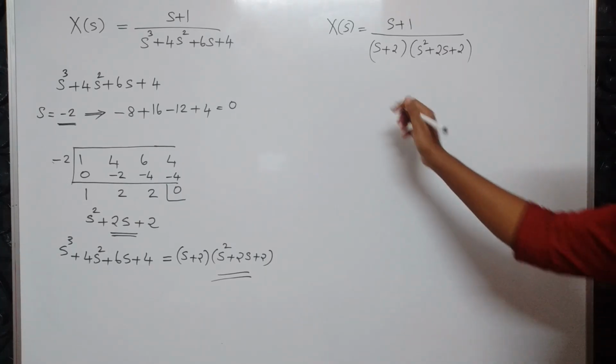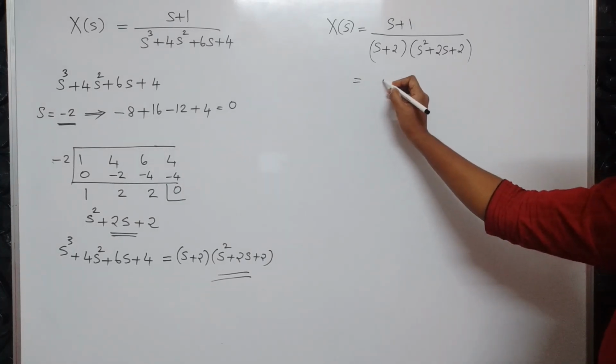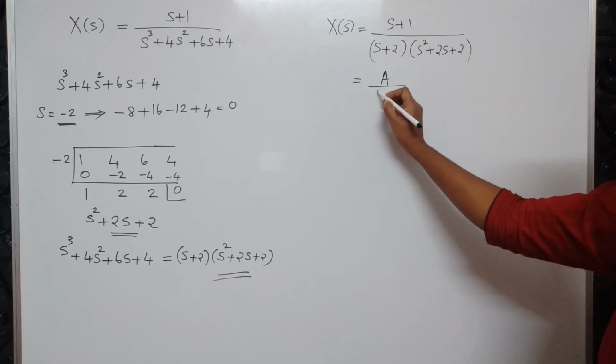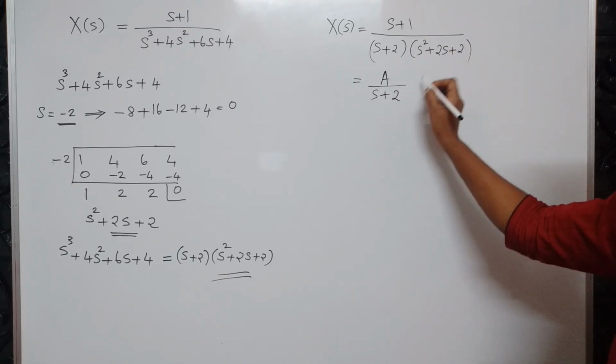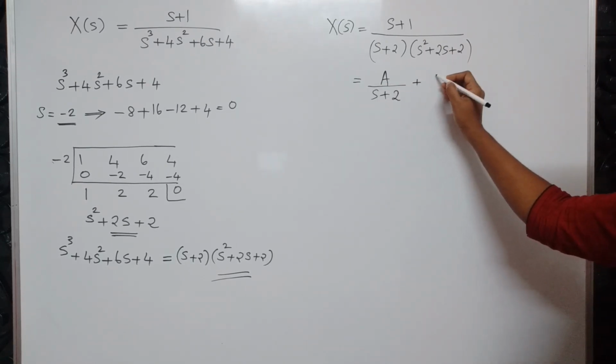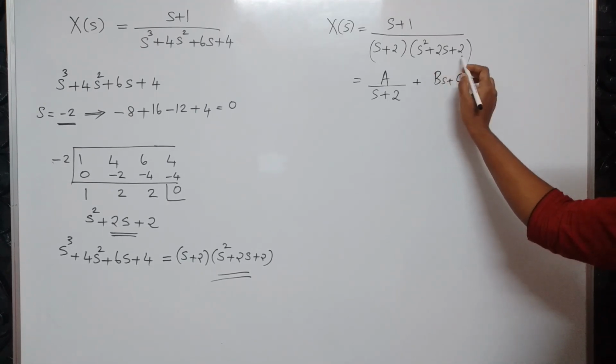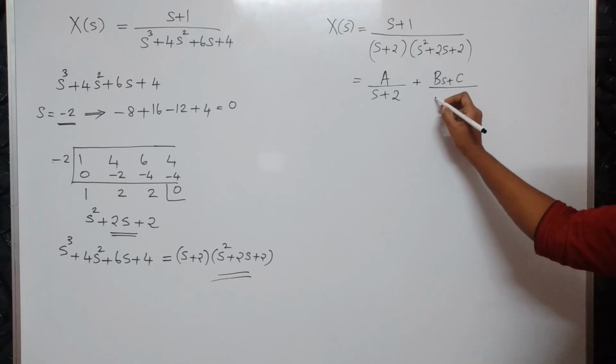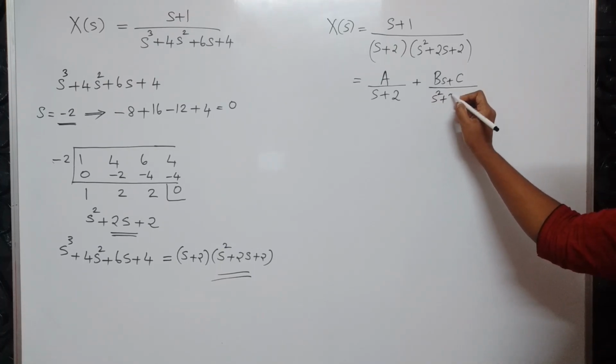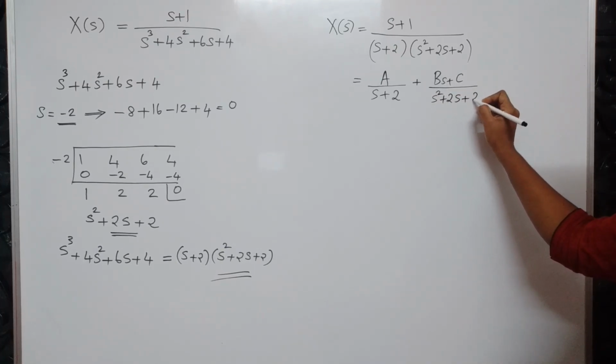Now, this can be written as a by s plus 2. This should be expressed in the form of bs plus c, because you cannot factorize this further, by s square plus 2s plus 2.